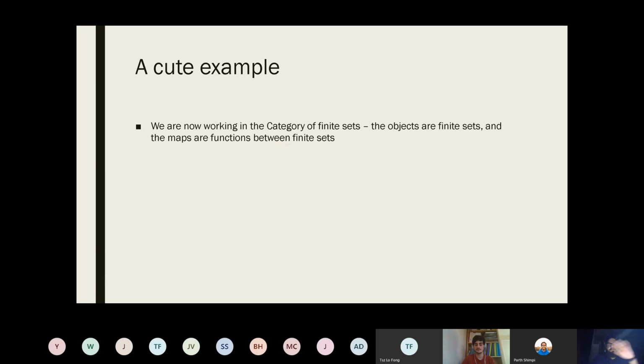Let's imagine we're working in the category of finite sets, where all your objects are just finite sets, and the maps are just functions between finite sets. So it's just the regular category of sets, and you remove everything that's not finite.